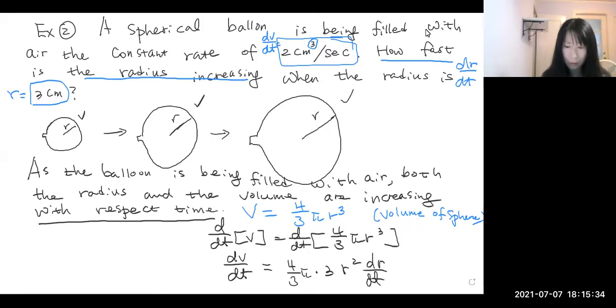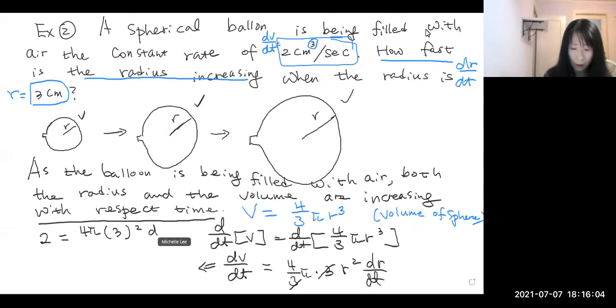So what is the dV over dt from above, right? It's 2. So let us do no space. Let us do this one. 2 there. And then we simplify. So we have 4 pi, and then r, which is 3 squared, correct? Okay. And the dr over dt is what we're going to find.